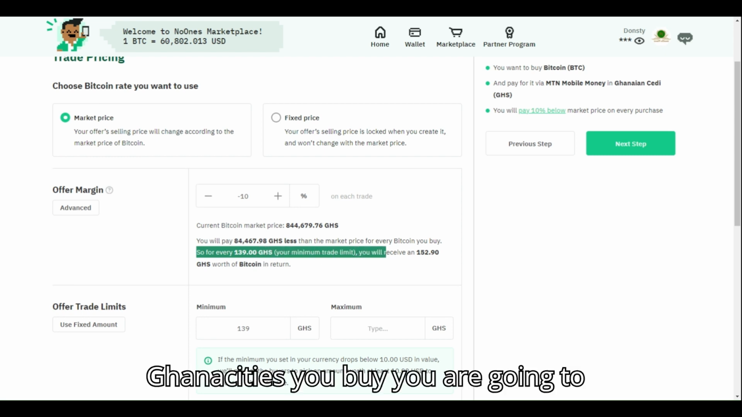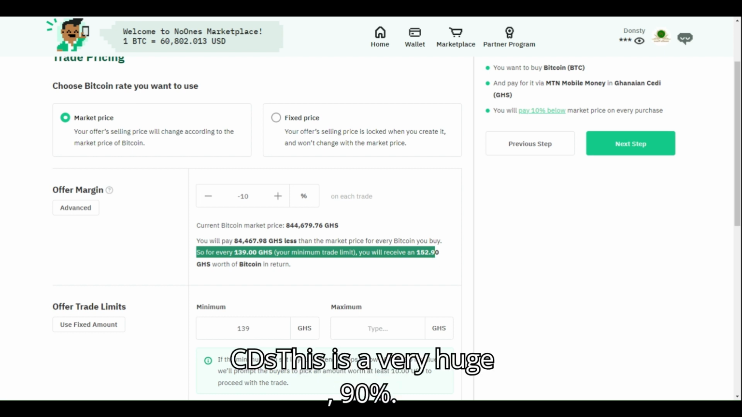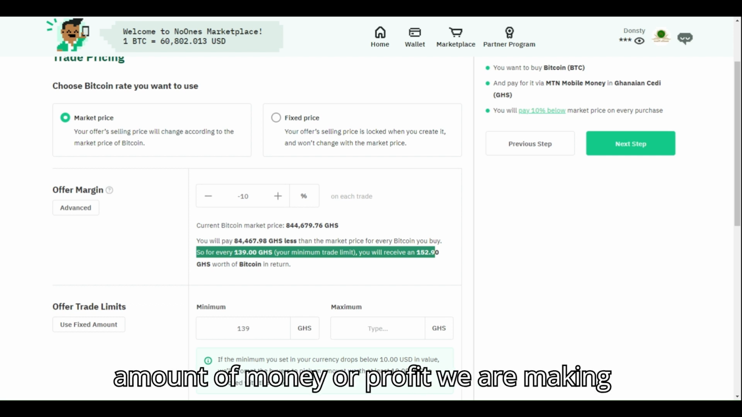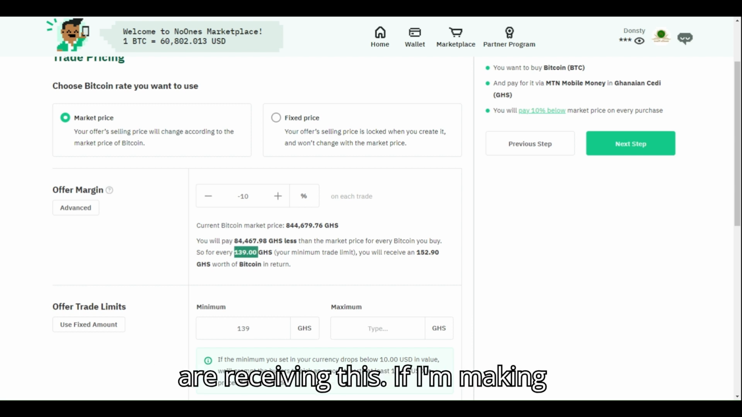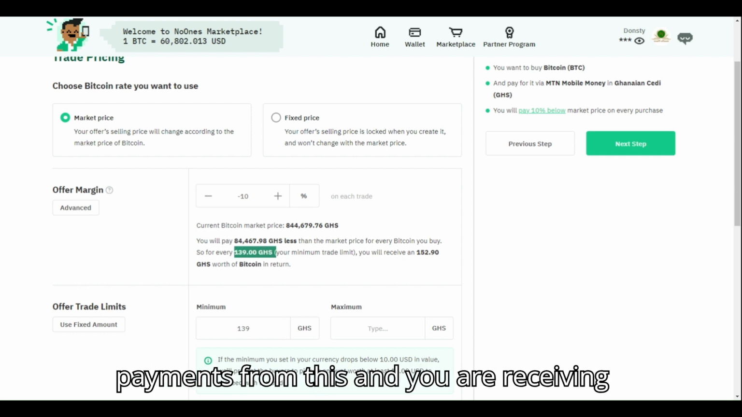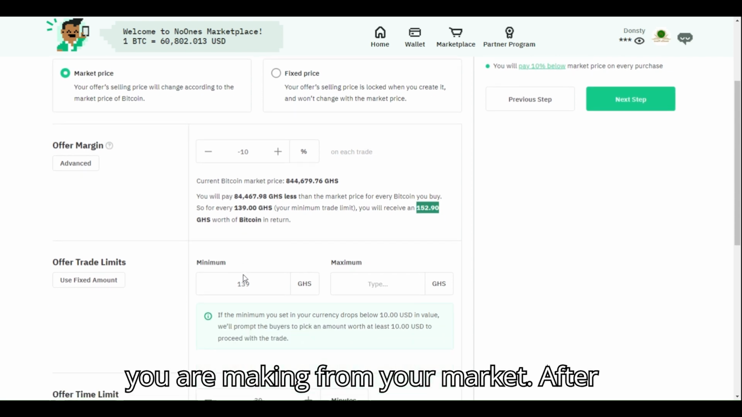So for every 139 Ghana cedis you buy, you are going to receive 152 cedis, 90%. This is a very huge amount of money or profit you are making for this particular trade, because if you are making payment for this and you are receiving this, then I think it's a massive profit you are making from the market.